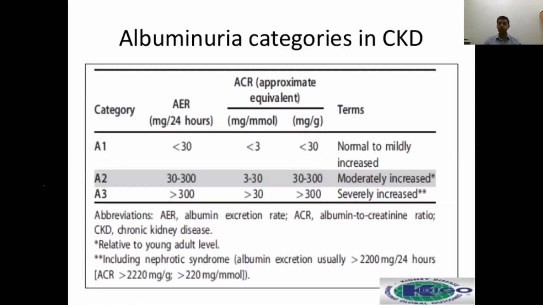Depending on the albuminuria also, you can categorize them. You don't need to know this, but what you need to know is that the higher the albuminuria, the higher the stage of CKD. Normally a person will have less than 30 milligrams per 24 hours of albumin in their urine. If you have 30 to 300, you call it moderately increased, and some people call this microalbuminuria. And if it is more than 300, you call it severely increased, or in certain situations, people call it macroalbuminuria.